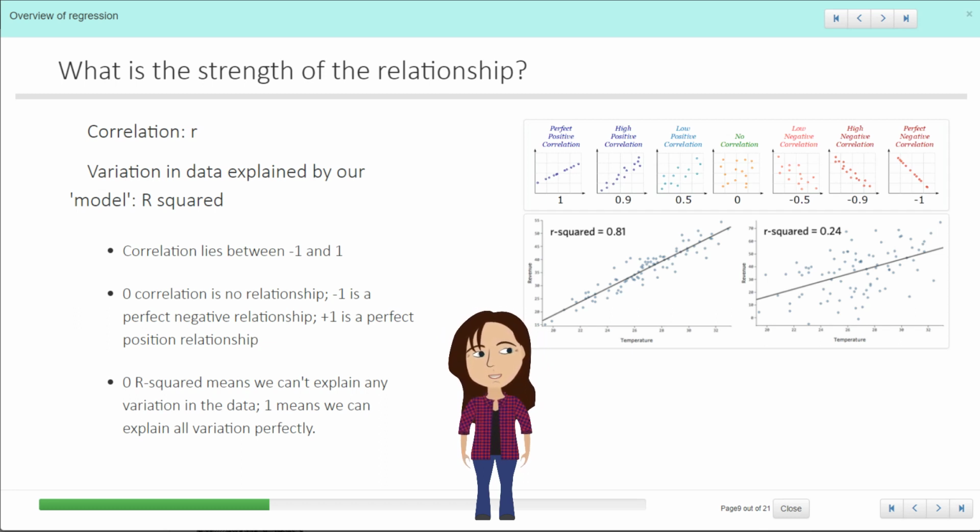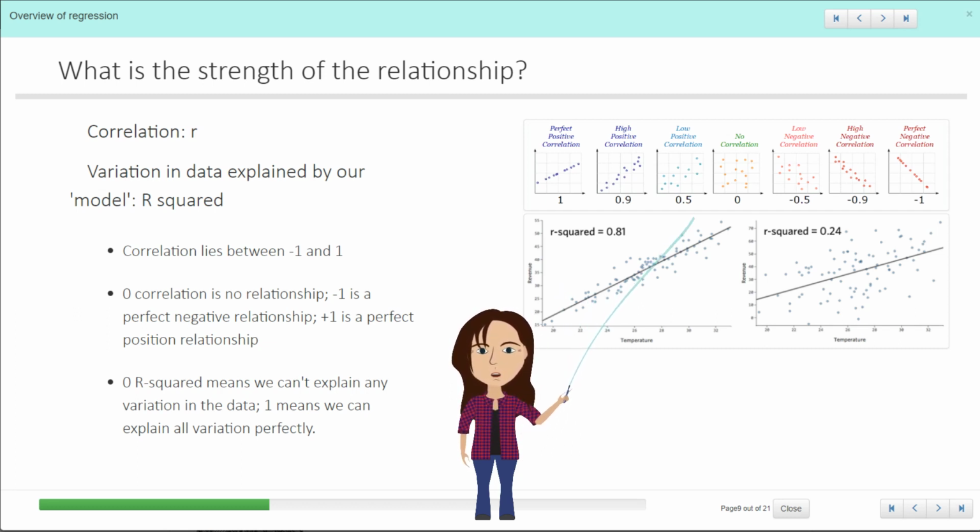R squared is, in its simplest form, just the correlation squared, and how we interpret this is that it's how much variation in the data can we explain with our regression line. Now because we're squaring it, R squared values are always positive.